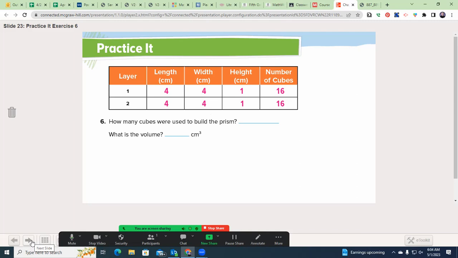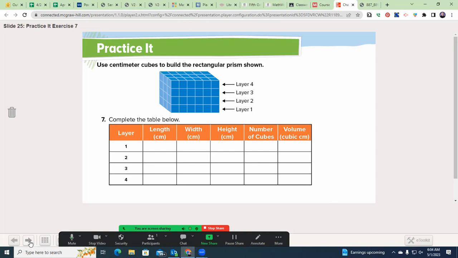Welcome back. Let's see if you caught on to the number of cubes. We just add them up. 16 and 16 is 32. So the volume is 32 cubic centimeters. Is written cm³. Let's go a little bit further here. Number 7, complete the table below. You may pause the video now.